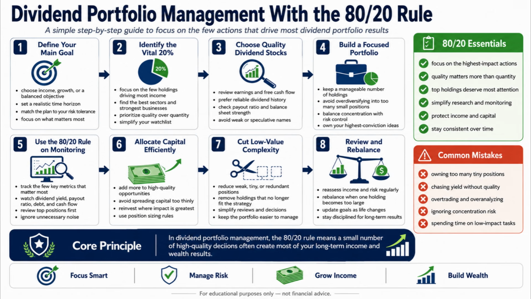For example, you may want dividend income, long-term growth, or a balanced combination of both. At the same time, your plan should match your risk tolerance, time horizon, and personal financial priorities. Next, identify the vital 20%. In other words, focus on the few holdings, sectors, or decisions that contribute the most to your dividend results. Rather than trying to track too many ideas, simplify your watch list and prioritize quality over quantity.